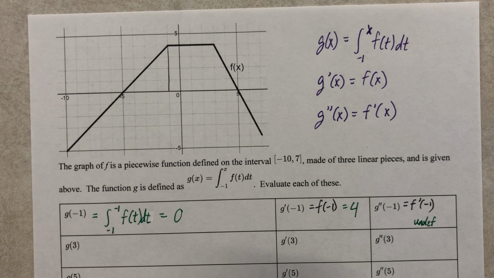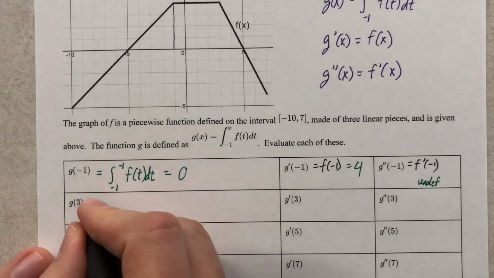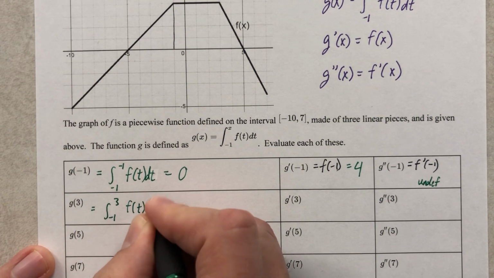Okay, let's move on with this idea. g of 3. I am going to plug a 3 into the function. When I plug a 3 into the function, I'm going to have the integral from -1 to 3 of f of t dt.